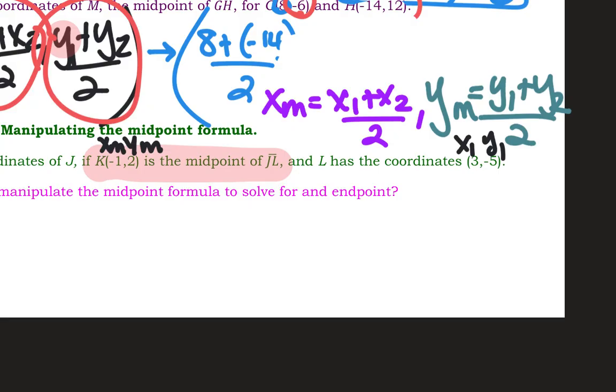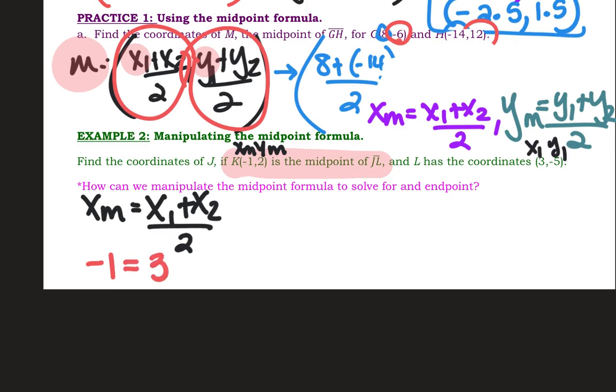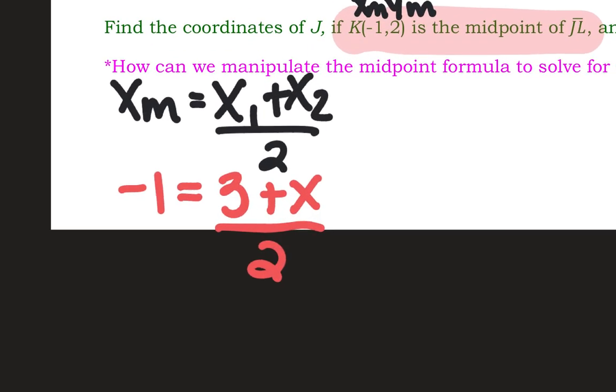Okay, once you have that, we're going to use these formulas we just came up with, and all it is is taking apart the midpoint formula. So I'm going to start with the X. XM equals X1 plus X2 divided by 2. All right, what did we label XM? Negative 1. What did we label X1? 3. Did we label anything X2? No, so you're just going to put X. You have to be looking for something. So here it happens to be this X.